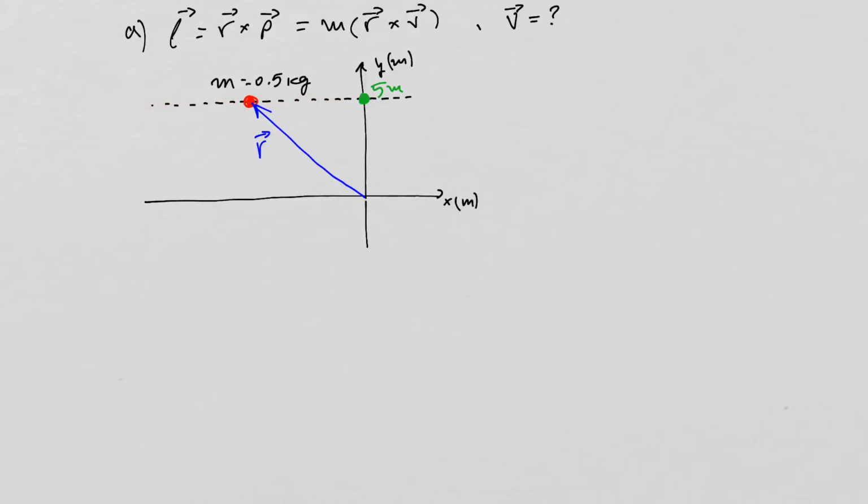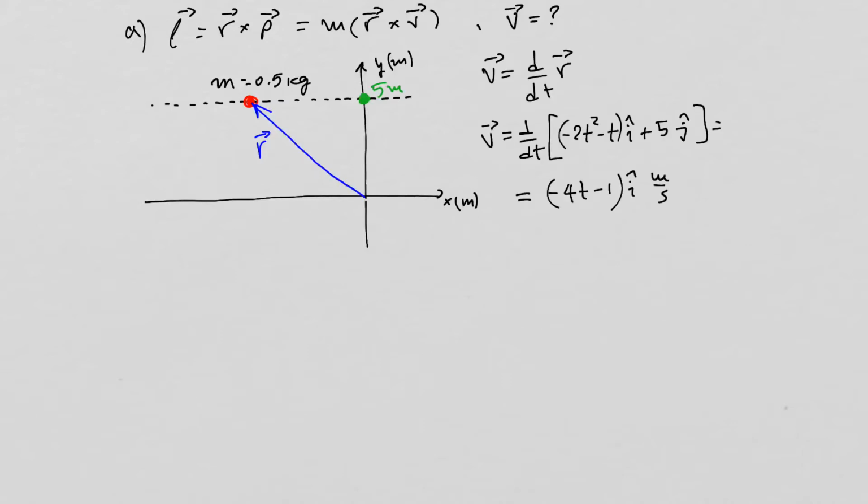Okay, so to find the velocity of the particle, I simply must take the time derivative of the position vector. So the time derivative of the position vector gives me minus 4t minus 1 i hat meters per second. That's the velocity of the particle.